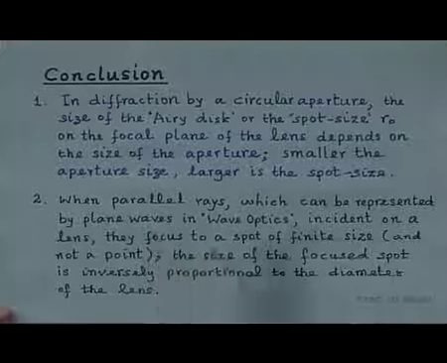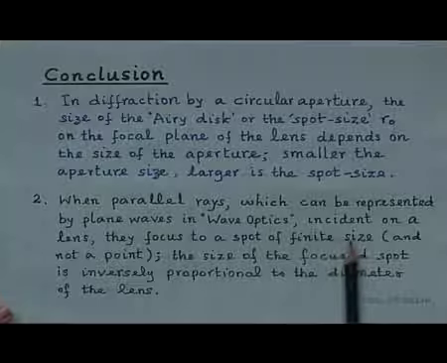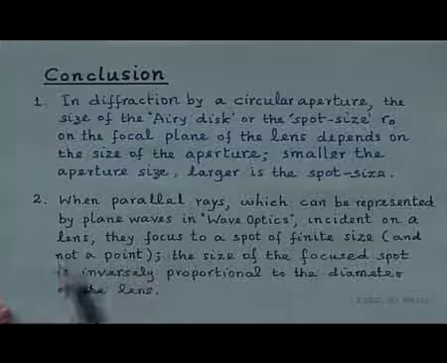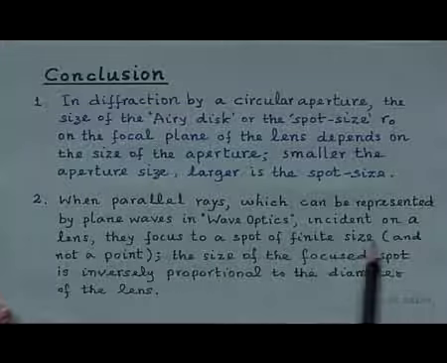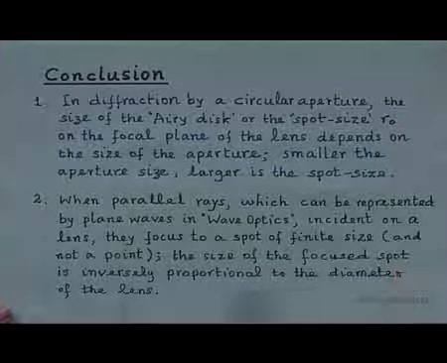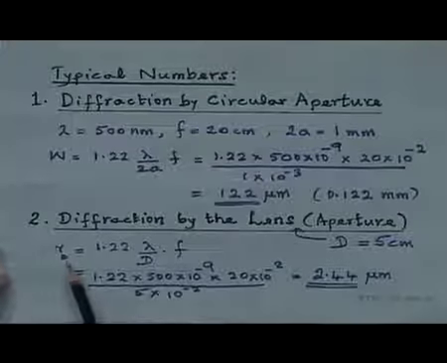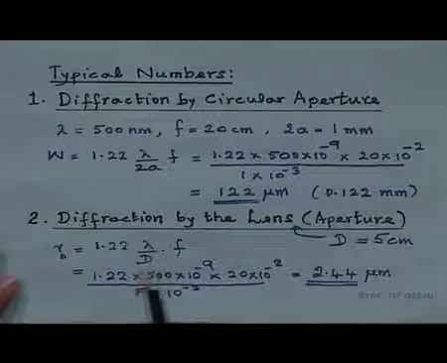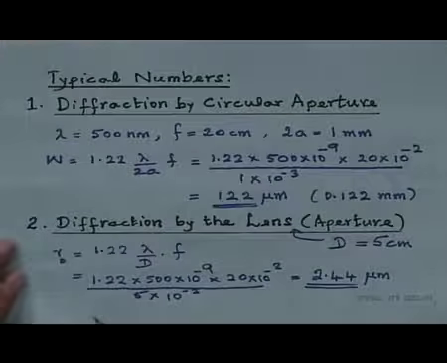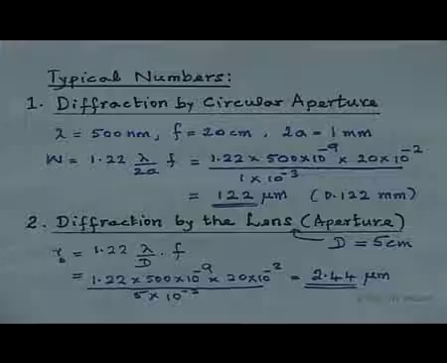When parallel rays, which can be represented by plane waves in wave optics, are incident on a lens, they focus to a spot of finite size and not a point, as we saw in the case of geometrical optics. This would have focused to a point at the focus, but here it focuses to a spot of finite size, and the size of the focused spot is inversely proportional to the diameter of the lens, which means larger the diameter of the lens, smaller will be the spot size. This has some implications which we will discuss in our next discussion.